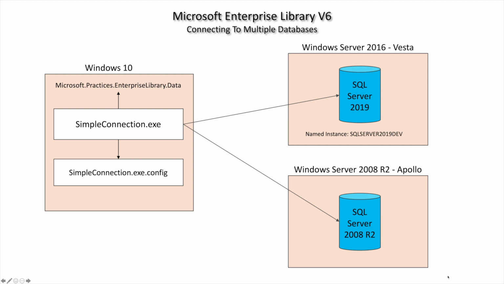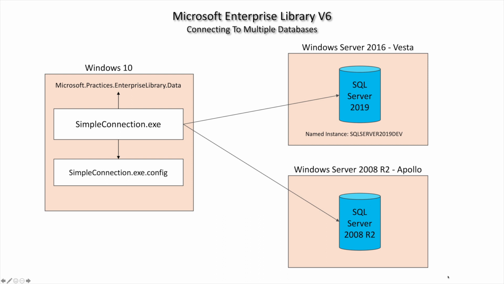The trick is you've got to configure the connection strings in your config file. I have a series of videos called Creating Complex Visual Studio Solutions, and the configuration file for Enterprise Library is located in the presentation layer. In this example, I'll have just a simple application called Simple Connection, and there will be a corresponding configuration file called simpleconnection.exe.config.